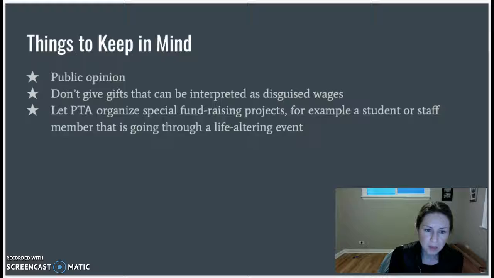And then finally, let PTA organize special fundraising projects. For example, if a student or staff member is going through a life-altering event, it's best to let PTA organize that so that the funds aren't coming through the bookkeeper or someone personally.